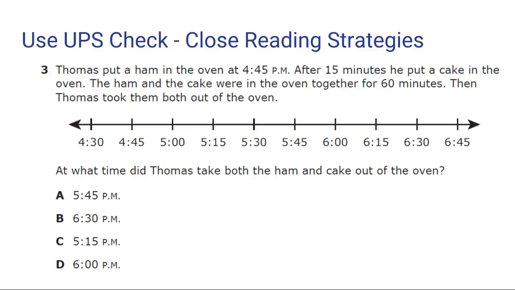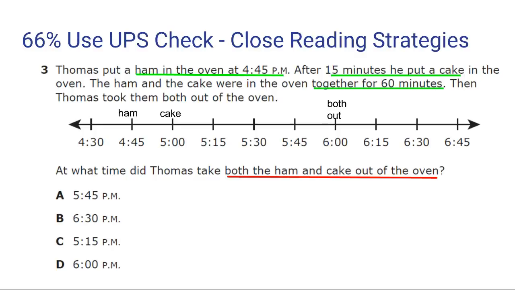Also use UPS check. You can use your close reading strategies with UPS check. When you do, you're going to be highlighting, using the annotation section when you're doing understand, highlighting in different colors portions of the problem that you will need to answer the question, or portion of the question. Notice not the entire question is highlighted, just the portion that you need.